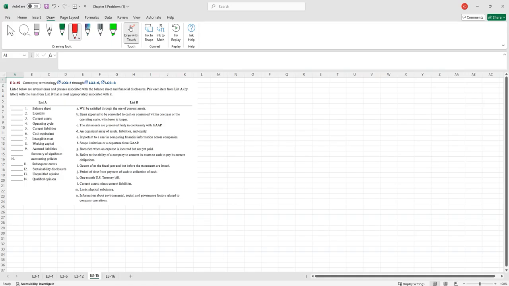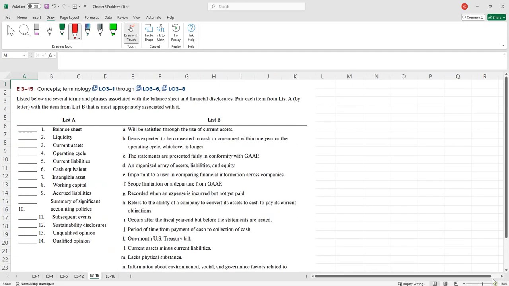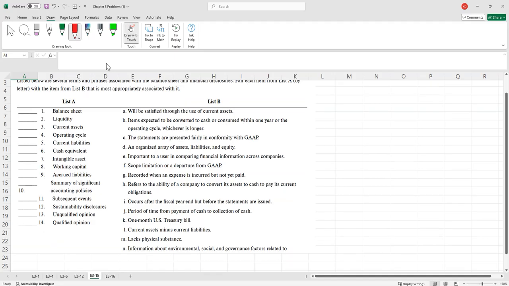Okay. The next one, we have a little bit of matching that we have to do. They're giving us 14 things that we have to match. Let's check these out. We will start with, and let me zoom in here. All right, the first one is the balance sheet. This one is going to be D, an organized array of our assets, liabilities, and equity.